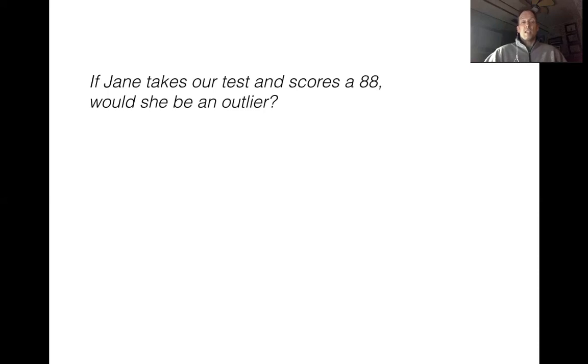We have Jane. Jane comes in. Jane takes our test, and she scores an 88. We need to know, would Jane be an outlier? And what do we have to figure this out? Well, we only know a few things. We're going to assume that the scores on the first test are bell-shaped. Average turns out to be 74. Standard deviation is a 4, and the score is an 88.